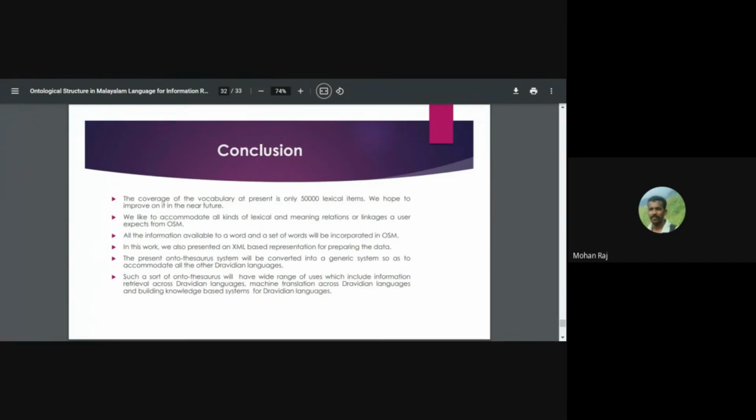Then another one is the representation of OSM. How to represent OSM? OSM uses an XML-based format in which all kinds of lexical relations between lexical items can be taken care of. The example given is Navagraham: 9 grahams, 9 planets. Each of the 9 grahams refers to one planet, for example the sun, Suryan.